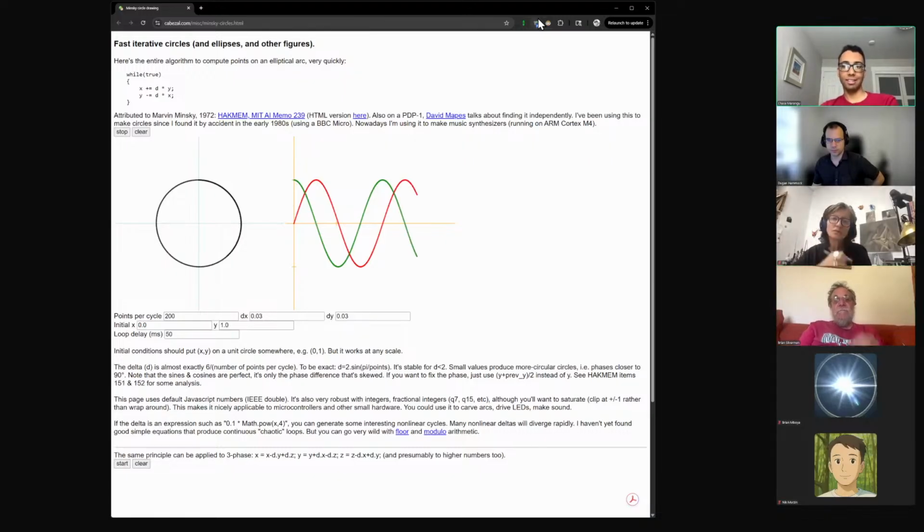Okay, this is a bit far afield. I think as long as this delta here, this dx, is small enough, then you'll approximate a circle by just applying this transformation rule.